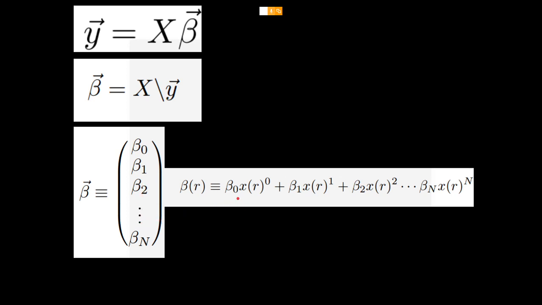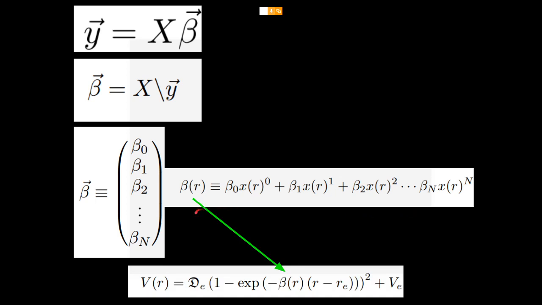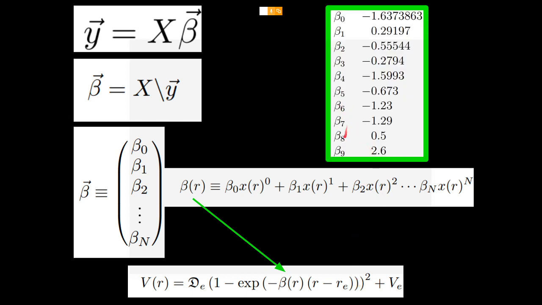This is the model. The model is this polynomial over here. Beta of r is just a function that goes into this expression over here. That's just a function for the potential energy curve. We know everything else, the dissociation energy or depth at equilibrium and internuclear distance at equilibrium and all that. So we can basically get 10 beta parameters, just 10 constants that were trained based on the data. And with those 10 parameters, we actually have a model that's able to predict energies outside of the training data. And that's essentially one type of machine learning.